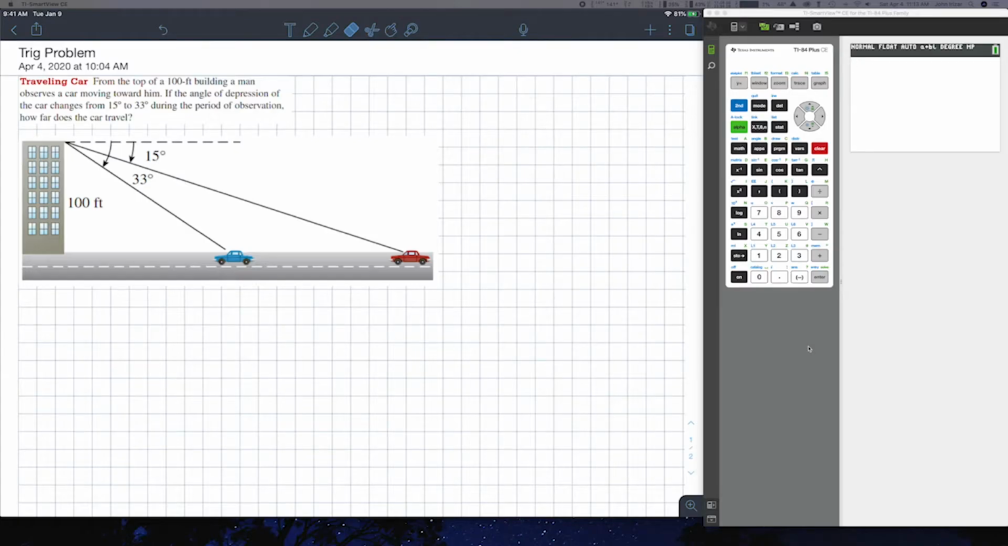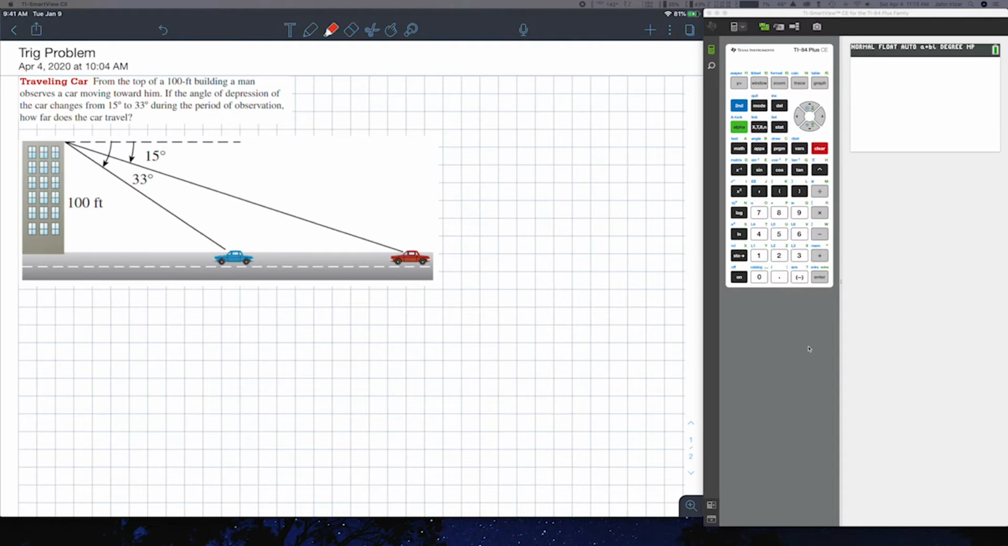Today I'm going to go through a trigonometry problem that we had with one of our students this week. So let's get started. Here is our problem. From the top of a 100-foot building, a man observes a car moving toward him. If the angle of depression of the car changes from 15 degrees to 33 degrees during the period of observation, how far does the car travel?